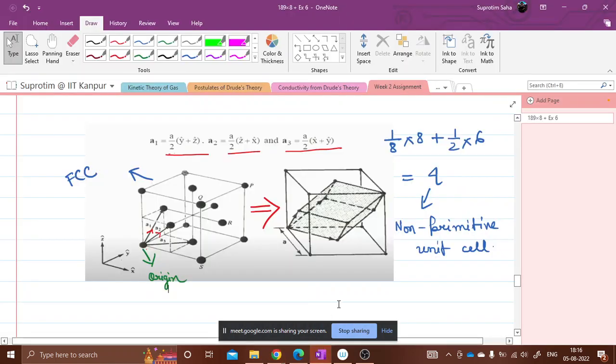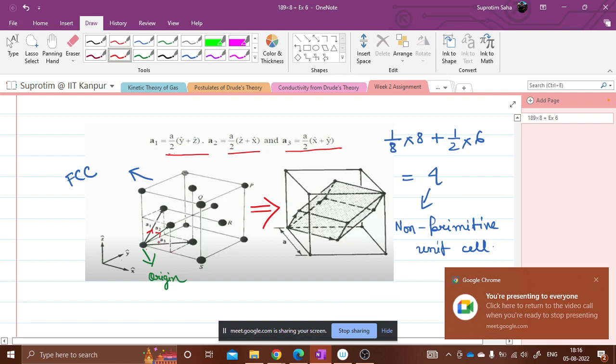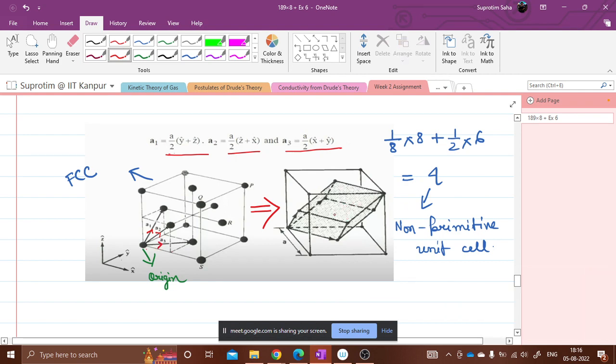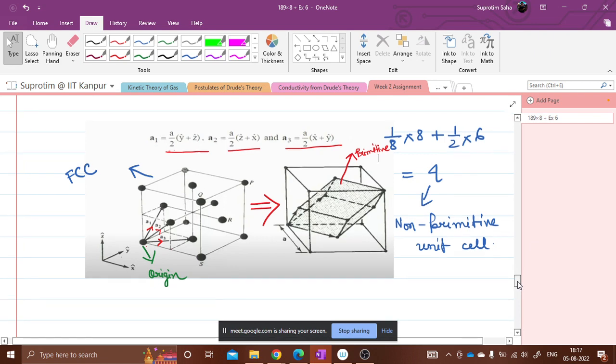By this prescription, what you get is this cubic unit cell inside the FCC non-primitive unit cell, and this is a primitive unit cell. All right. So this one is your primitive. It looks like a parallelepiped. So the primitive unit cell for a face-centered cubic cell is like a parallelepiped. So this is something you can understand.